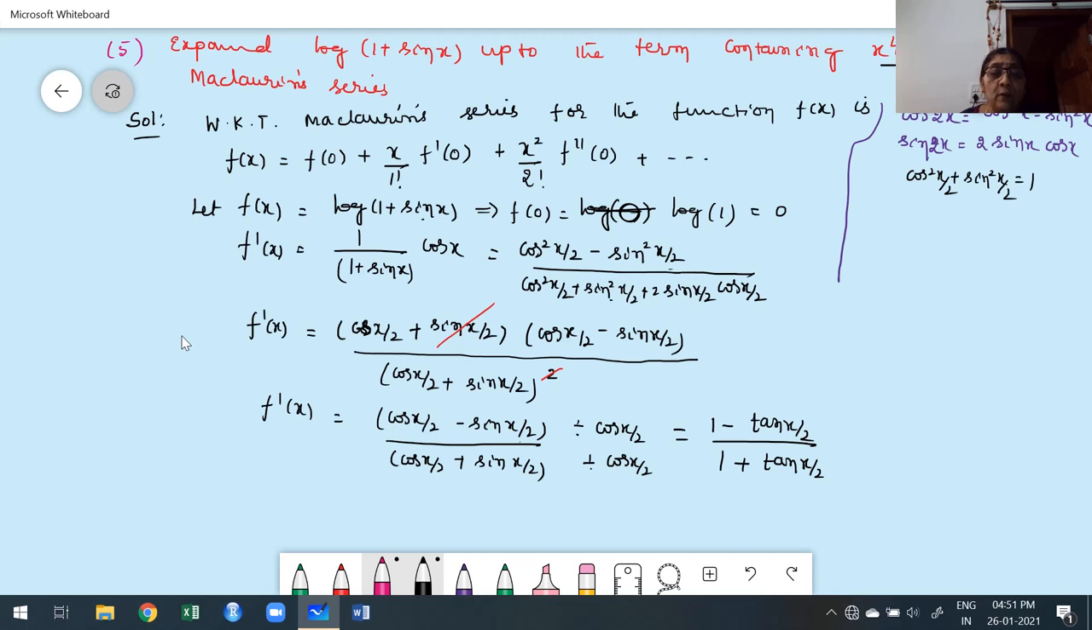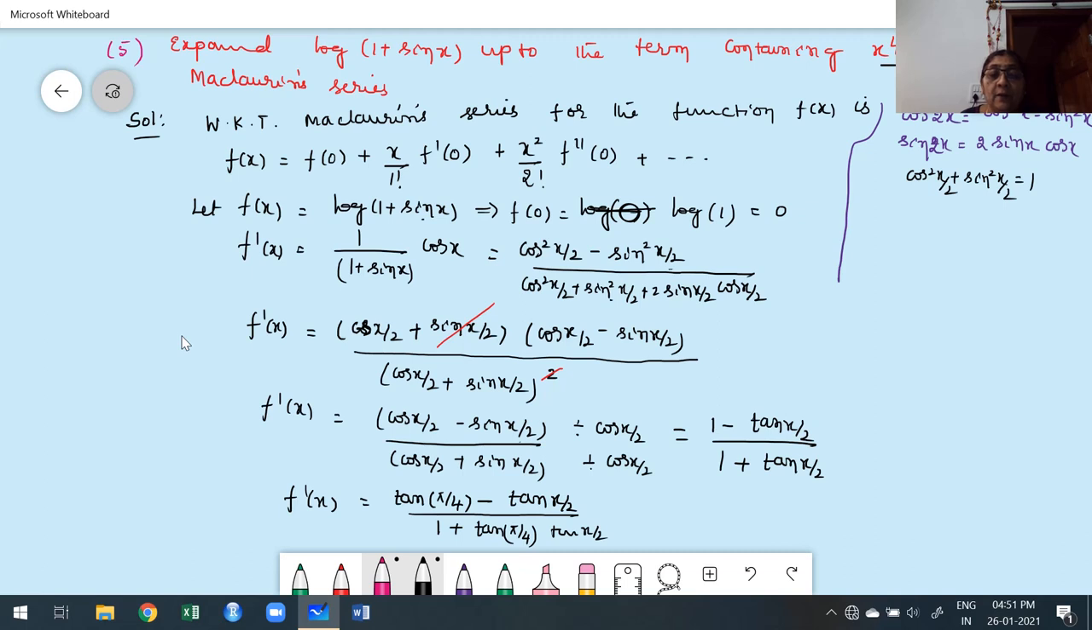This can also be written as f dash of x must be equal to 1, which is nothing but tan of pi by 4. Just a few minutes before, in the previous problem, you know that 1 can be written as tan of pi by 4. Minus tan of x by 2 divided by 1 plus tan x by 2 can also be written as 1 into tan of x by 2, which is actually tan of pi by 4 into tan of x by 2.